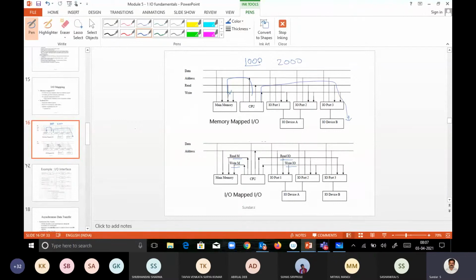Here, according to the diagram, the address seems to be common. It's not correct anyhow. But what is the other clue to conclude this belongs to IO mapped IO? We have a separate read-write signal for the IO devices and a separate read-write signal for the memory devices. So this is what we discussed in this concept.